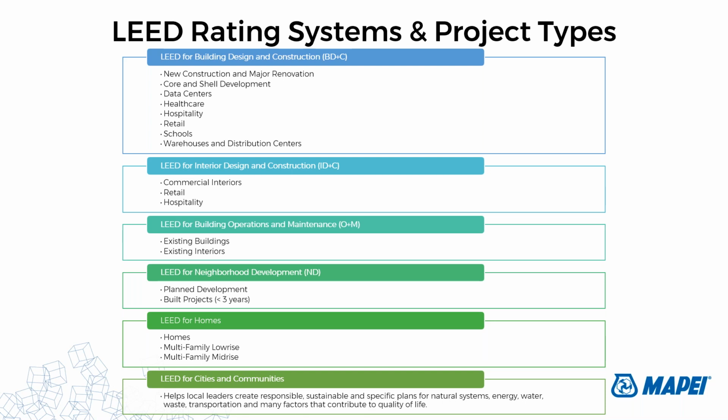O&M stands for operations and maintenance. And this rating system is for existing buildings that are undergoing improvement work or little to no construction. So no major overhauls or major renovations being done under this rating system. Neighborhood for development is for new land development or redevelopment projects. There's also LEED for homes, which includes single family homes, low and mid-rise multifamily buildings.